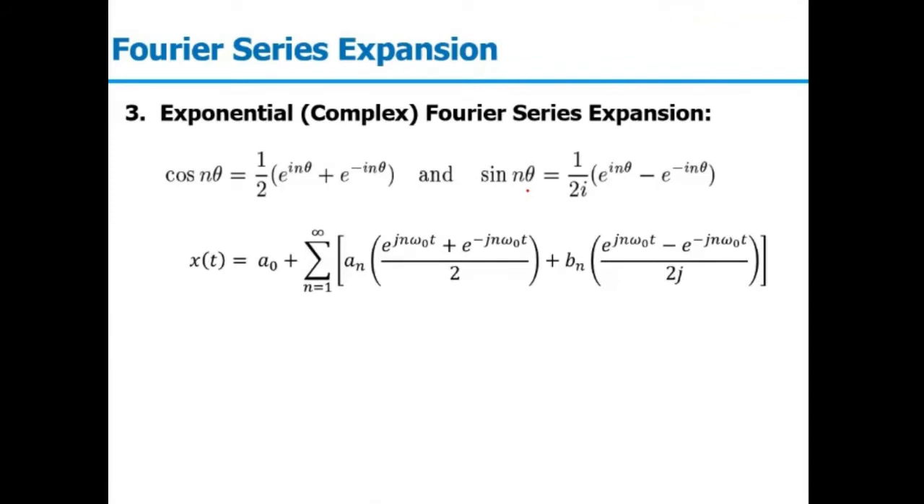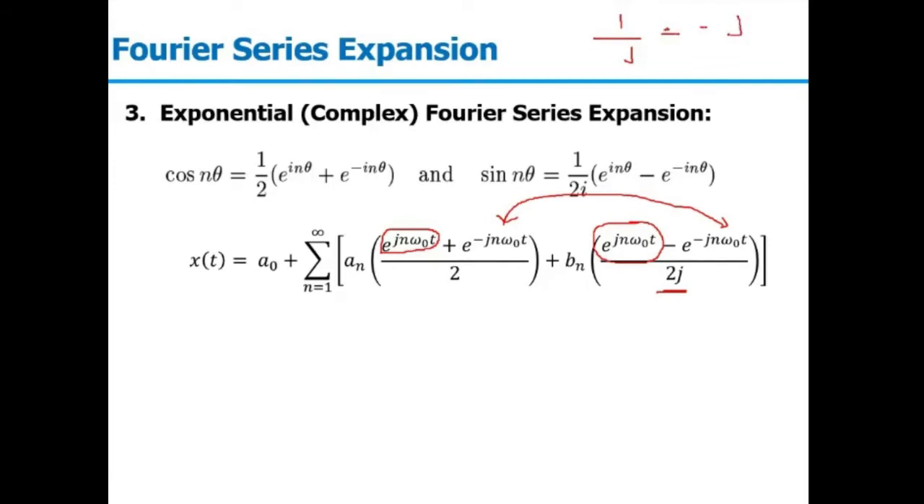And we will get the equation something like this. Now here we will slightly modify the equation. So we will combine this e power j n omega naught t terms and e power minus j n omega naught t terms. So we will combine these two terms. Here we are having 1 upon 2j.